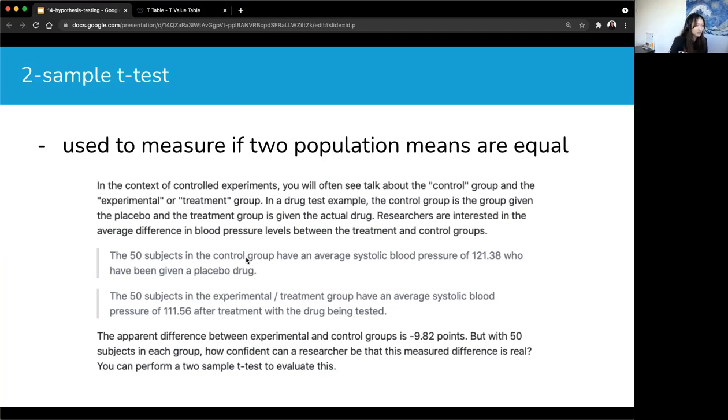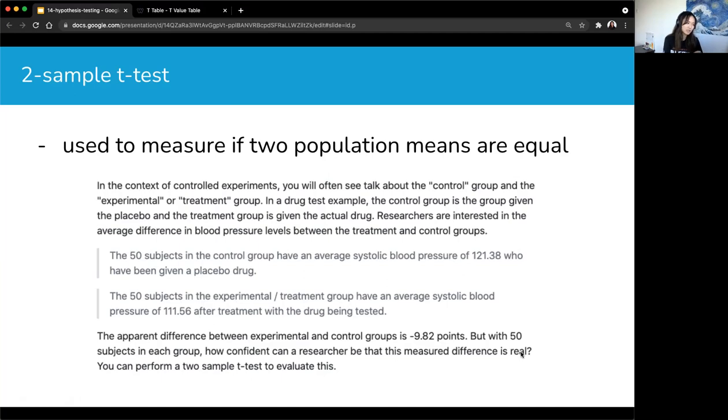50 subjects in the control group have an average systolic blood pressure of 121.38, who have been given a placebo drug. And then 50 subjects in the treatment group have an average systolic blood pressure of 111.56 after treatment with the drug being tested. So the apparent difference between experimental and control groups is negative 9.82. You see how the difference in the two numbers is 9.82.